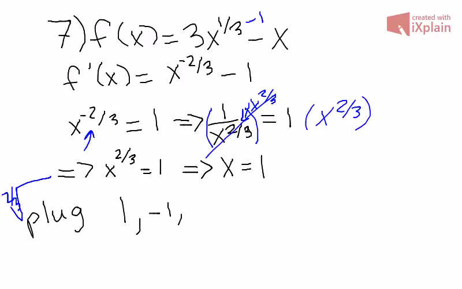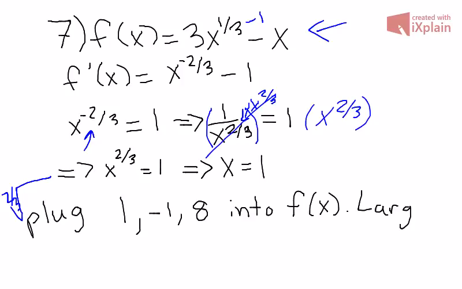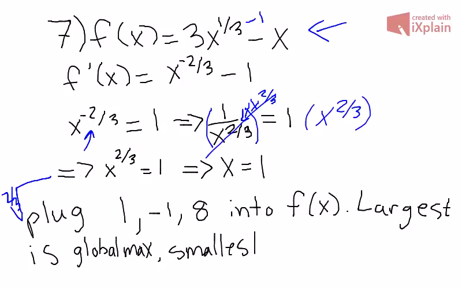So we want to plug in 1, -1, and 8 into the f of x up here, this equation, to see what values are the highest and the lowest for global maximums and global minimums. Okay, so we plug all those in and see which one's the largest and which one's the smallest. The largest will be the global max and the smallest will be the global minimum. Okay, perfect.